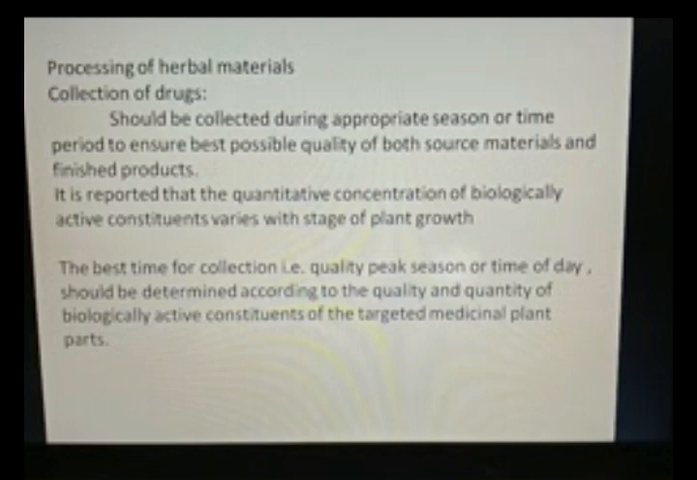These collected drugs should be well packed. They should be labeled properly. On the label, all the information should be displayed. For example, the plant part, plant species, plant scientific name, part to be used, conditions under which it has been dried, and many more. So, this was about the harvesting.